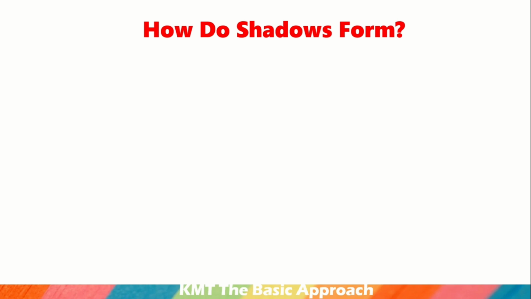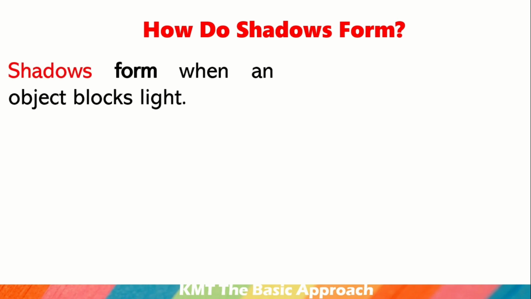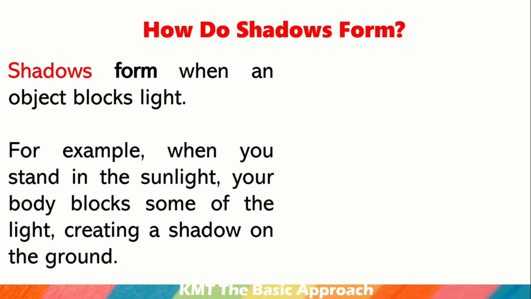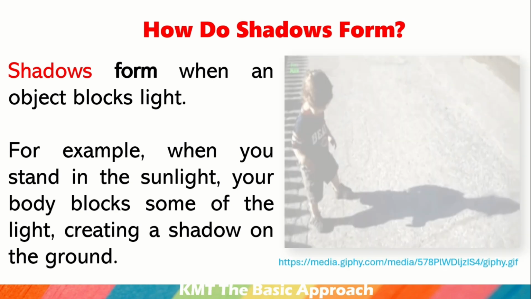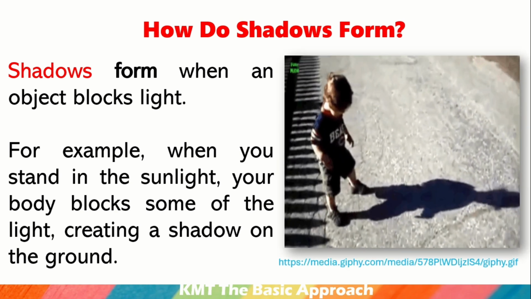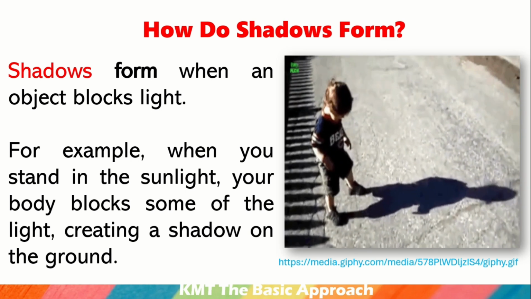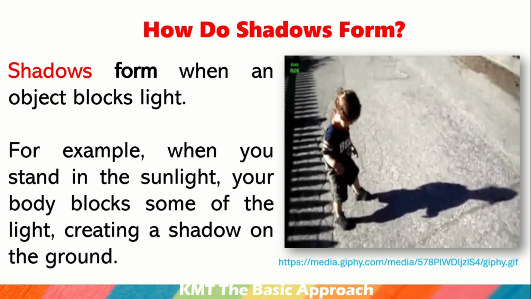How do shadows form? Shadows form when an object blocks light. For example, when you stand in the sunlight, your body blocks some of the light, creating a shadow on the ground.